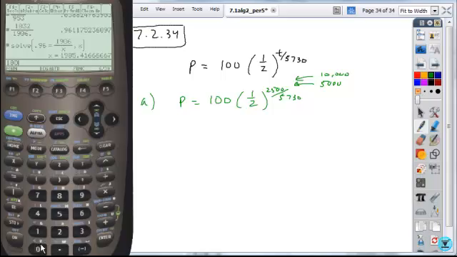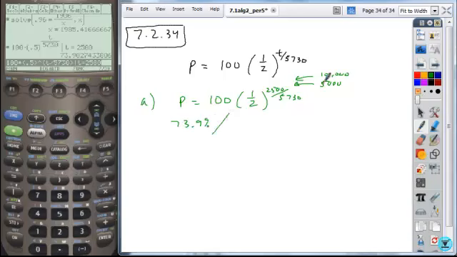So what I'm going to do is type in my expression. 100 times the quantity 1/2, I'm just going to mark it as 0.5, to the power of, and in parentheses I'll put t divided by 5730. And then I'm going to use my with key here. So I'm going to say with t equal, and my first example is 2,500. I hit enter and I get my answer, about 73.9%.